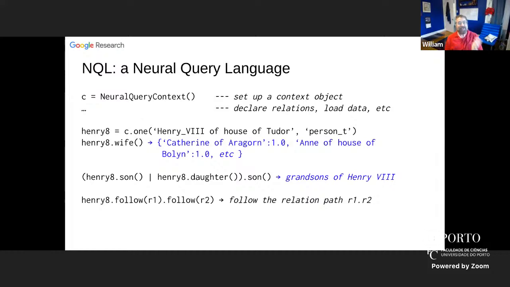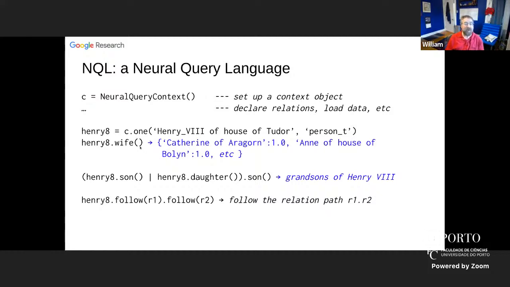Looking at some Python, you start off and you create a context object, which lets you do things like declare the schema and load data and so on. That stores your data. And then instead of rules, you basically have operations you can do. One operation is to construct a set. This is a singleton set of type person that is just Henry VIII of the House of Tudor, that's the name of that entity.